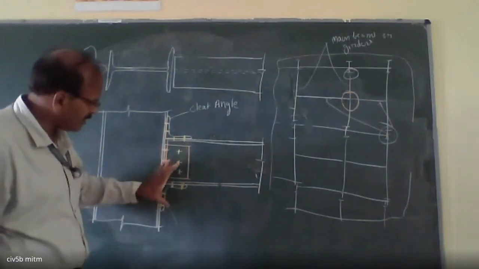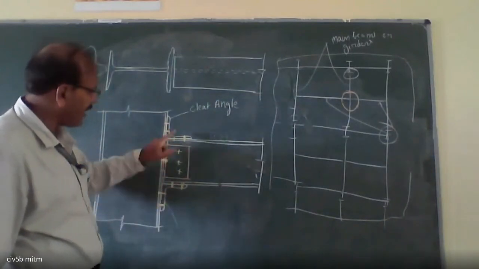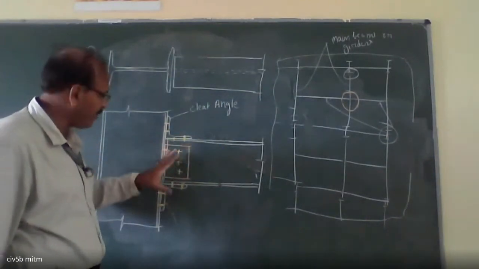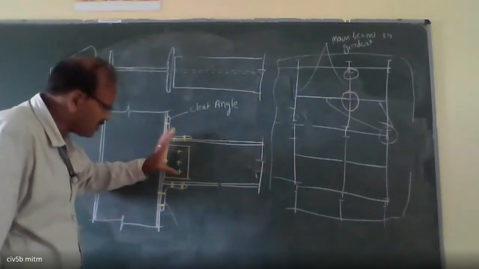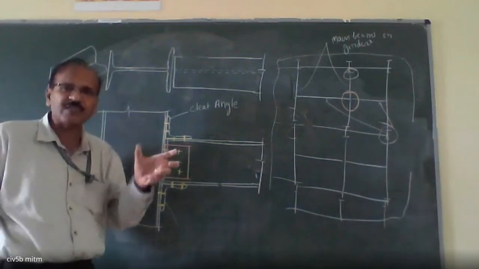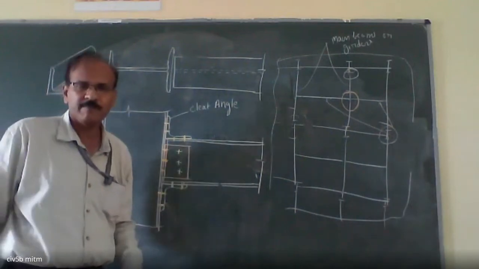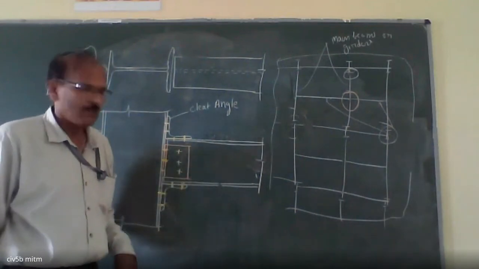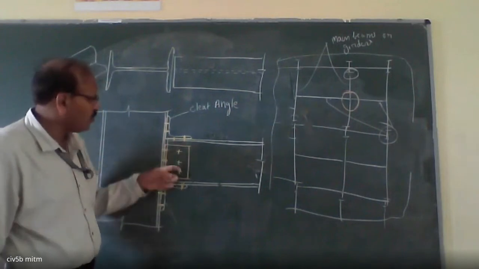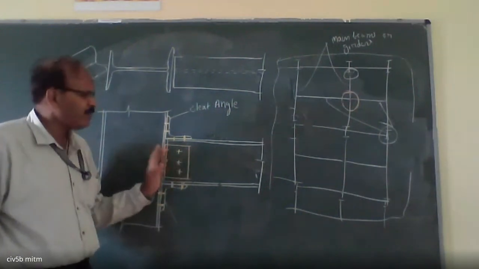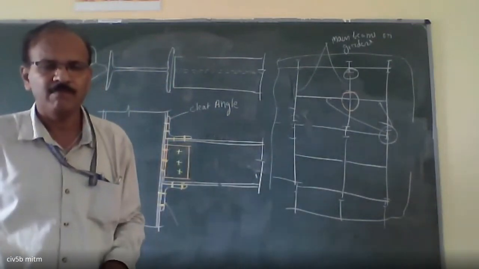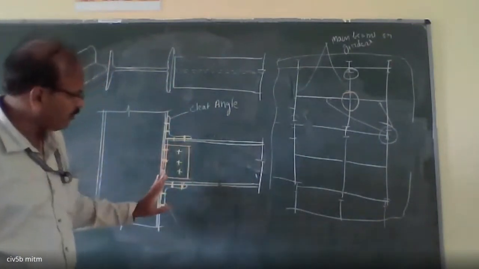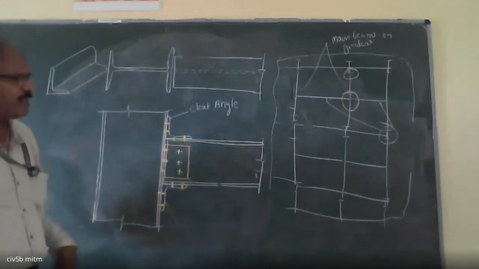So by tightening this, by providing angles and providing bolts and providing all these connections, we can make this support as fixed for this beam. And by not providing these two, by providing only the angle, we can make this connection as simply supported connection. So as of now, you don't have to worry about this, just generally take this connection.